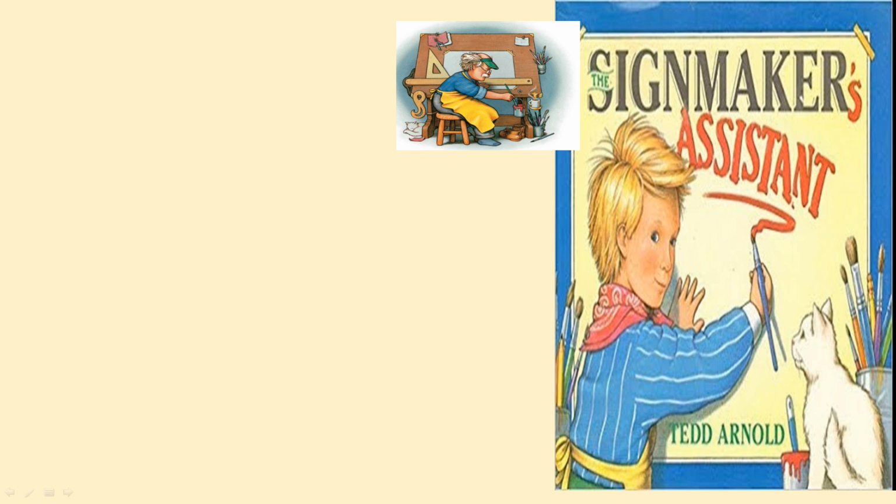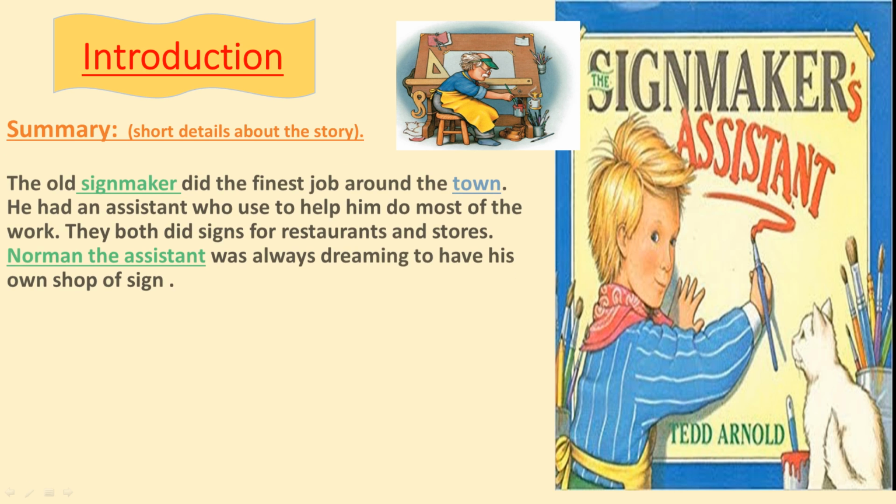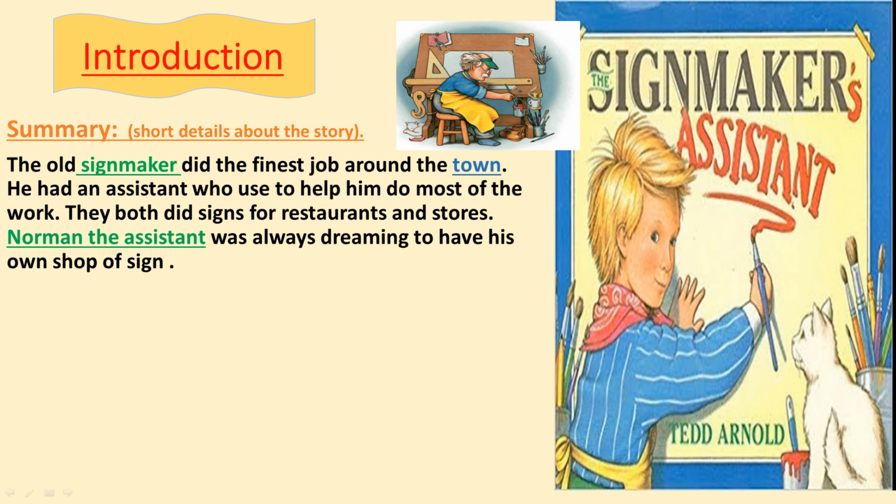So this is the summary of our story. It's talking about an old man. He works as a sign maker, and this small kid helps him to make these signs for the town. The setting of this story is the town of Norman.